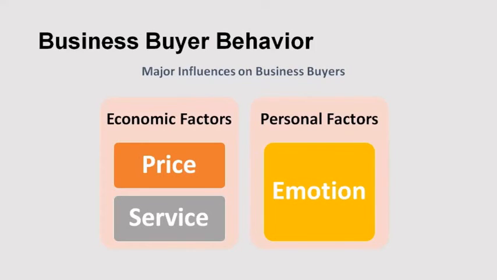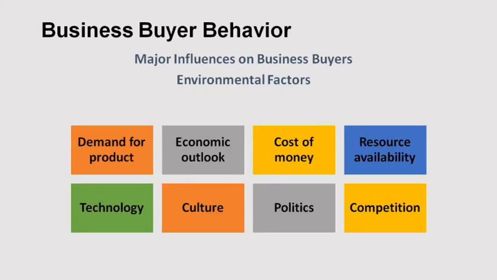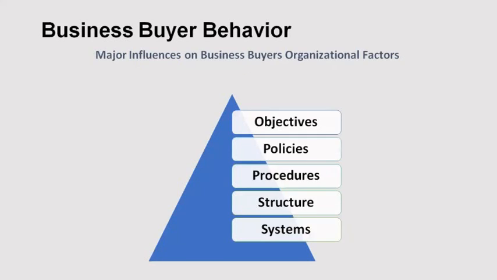So major influences on business buyers, we have two factors here, class, the economic and personal factors. Under economic factors, we have price and service, and emotion for the personal factor. As to environmental factors, we have 8: demand for product, economic outlook, anong hinaharap na ekonomiya class, cost of money, resource availability, technology, culture, politics, and competition.